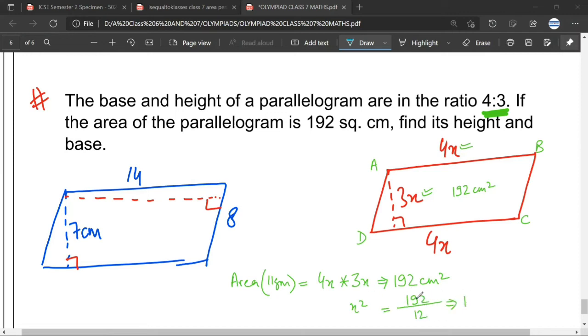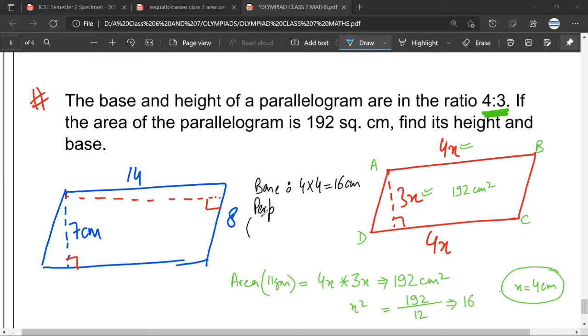So this is equal to 16. Therefore x is 4 centimeter. Sarthak, is it correct? Yes, sir. So Mr. Sarthak, what would be the base? 4 into 4, so it will be 16. And what will be the perpendicular?